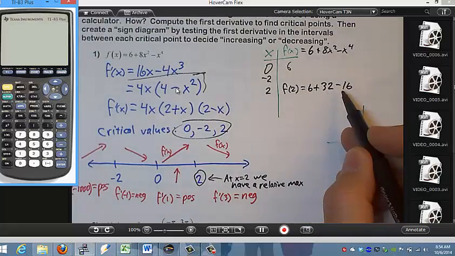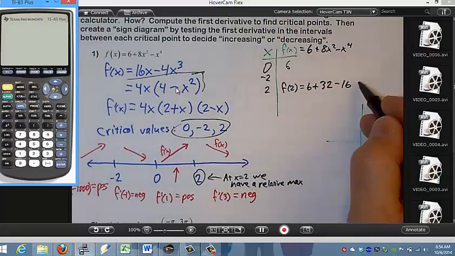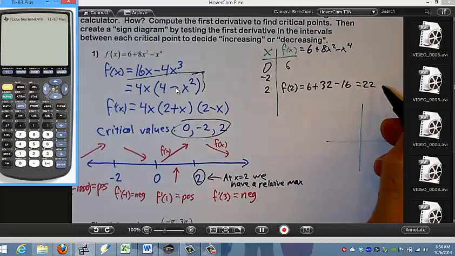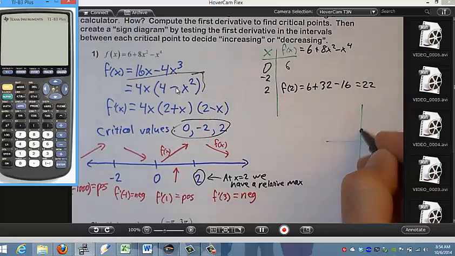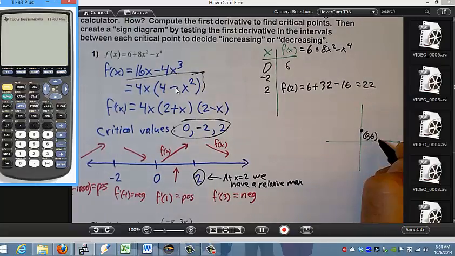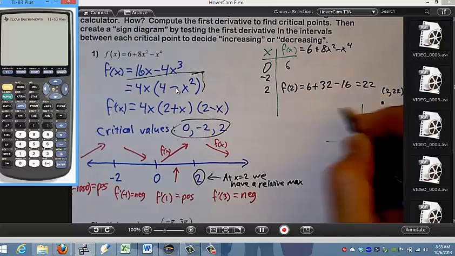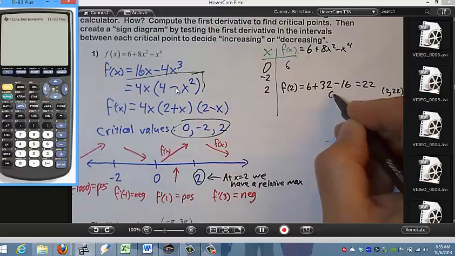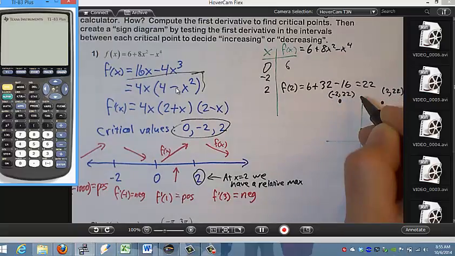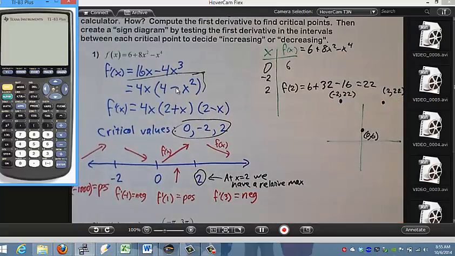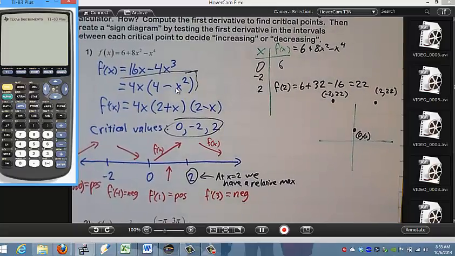All right, so let's see. 38 minus 16. I'm getting 22, right? Thanks, Nikki. All right, so here I have, I will not quit my day job, 0, 6. Here I have 2, 22, and here I have negative 2, which would also give me an output of 22. So I claim the graph looks something like this.